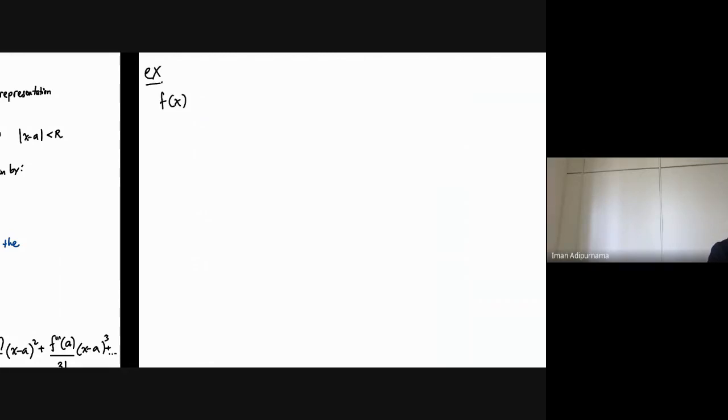Let's say the function is the exponential, e to the x. Find a Maclaurin series and R, the radius of convergence. Radius of convergence.